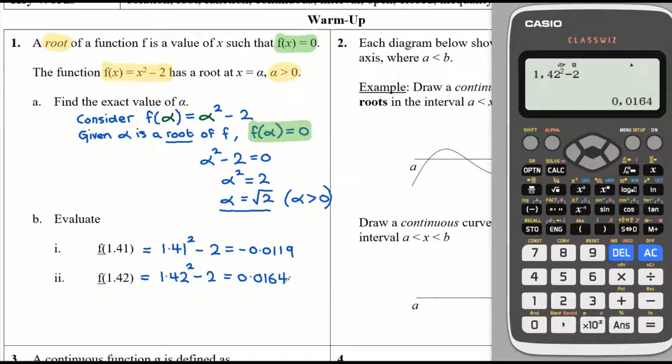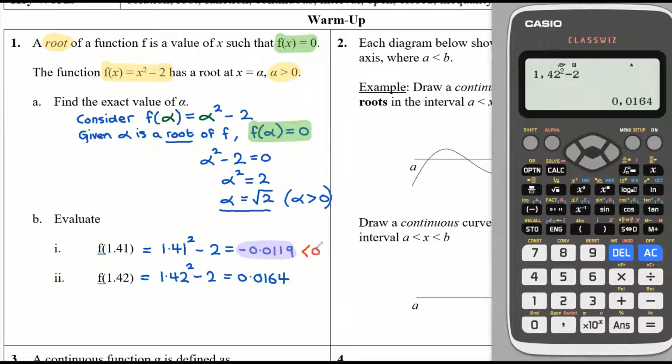So what does that tell us? Well, we know those values are pretty close to the root alpha. But what we've actually shown is if we put in a value that is slightly less than alpha, it returns a negative answer. I hope that's clear. You get a negative result there, so that's clearly less than 0.